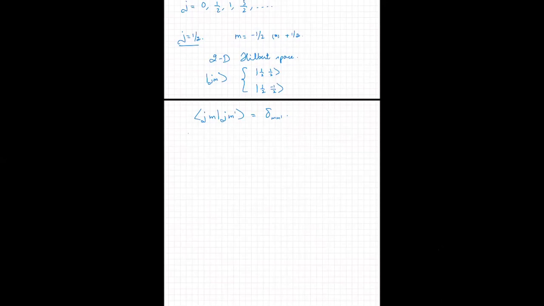So writing this out explicitly, we have ⟨1/2,1/2|1/2,1/2⟩ equal to 1, and ⟨1/2,-1/2|1/2,-1/2⟩ equal to 1. These are both equal to 1. And the overlap of |1/2,1/2⟩ with |1/2,-1/2⟩ is 0. Okay, so this is what the above equation means when you write it out explicitly.